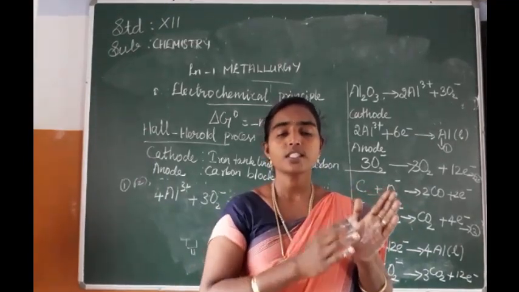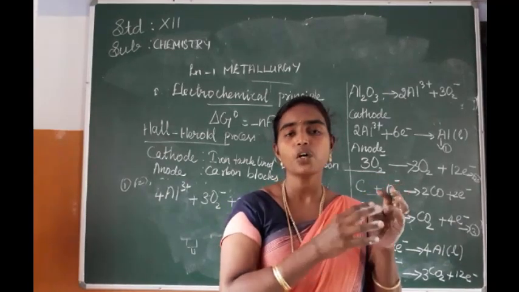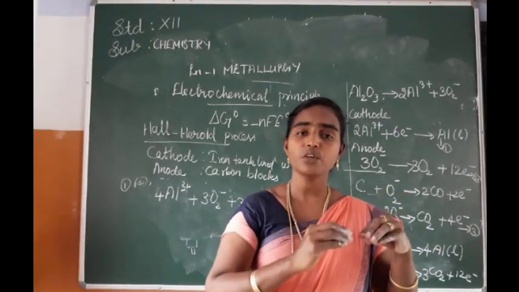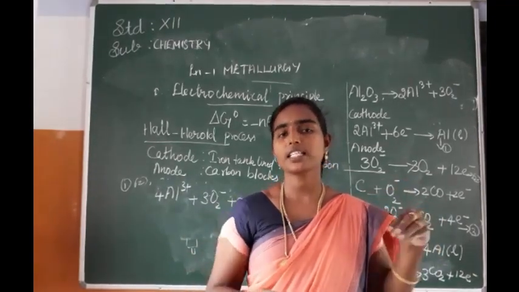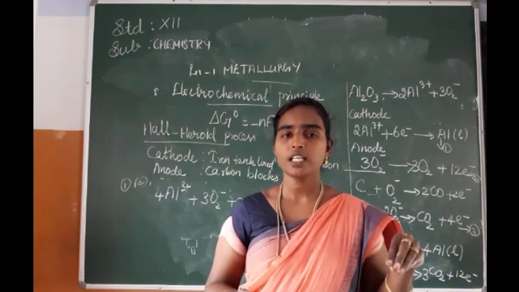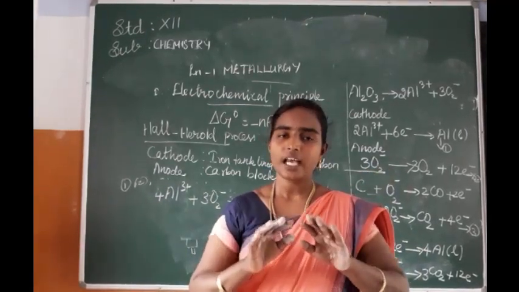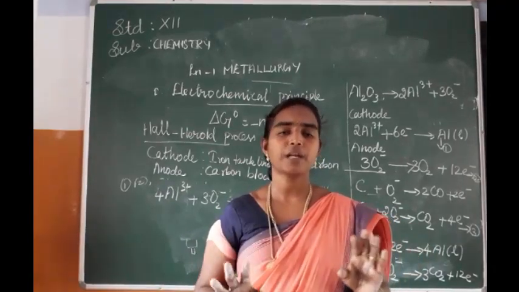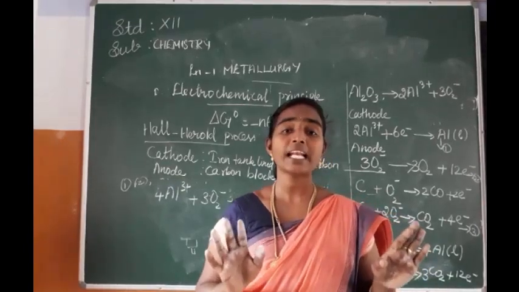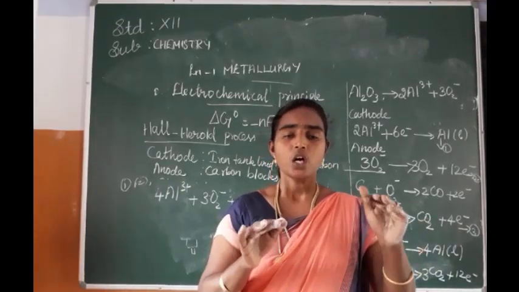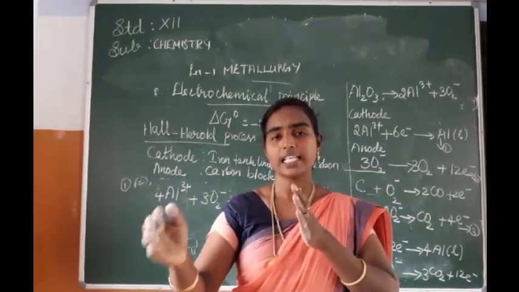Roasting and calcination are almost the same, but both are used for the conversion of ore into metal oxides. In the first case, roasting, in the presence of oxygen, it is suitable for sulfide ores. In calcination, it is only in the absence of oxygen or a limited supply of air. It is used for carbonate ores and hydrated ores.